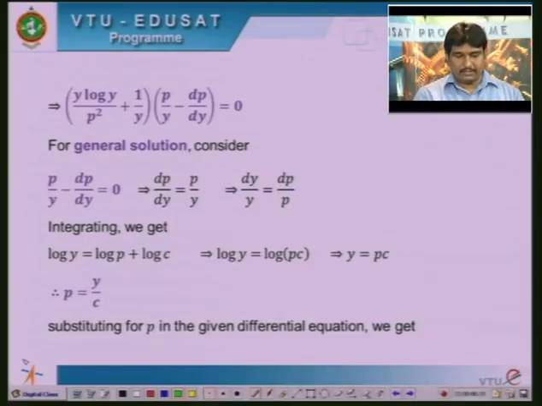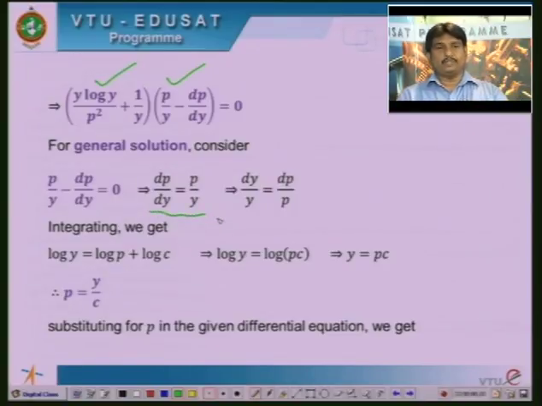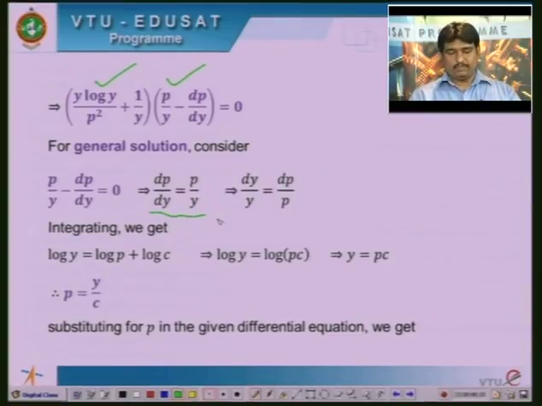We have two factors here. One is y log y by p square plus 1 by y, which involves no derivative and hence leads to the singular solution. The second one is p by y minus dp by dy equals 0, a term involving the derivative, which leads to the general solution. So for the general solution, consider the second term, p by y minus dp by dy equated to 0, which can be written as dp by dy equals p by y. You solve this by the variable separable technique to get the solution as p equals y by c.